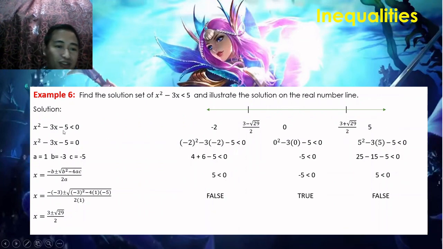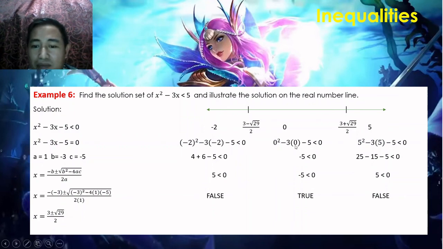We substitute into this equation. So negative 2 squared minus 3 times negative 2 minus 5 should be less than 0. So this becomes 4, this becomes positive 6, and then minus 5. So this is 10 minus 5 is 5. Is 5 less than 0? False.